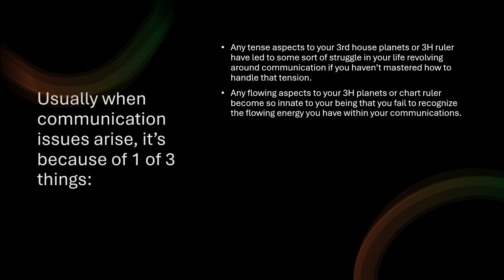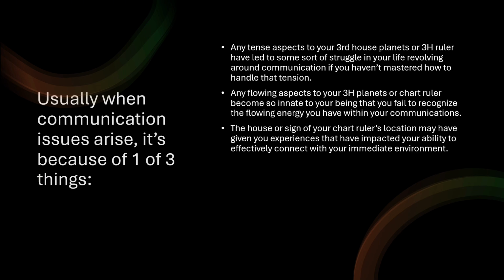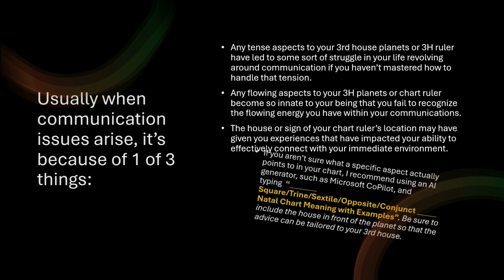Number two is that any flowing aspects to your third house planet or your third house ruler become so natural and innate to your being that you fail to recognize the flowing issue or the talents that you have with how you communicate with your immediate environment. Number three, the house or the sign of your chart ruler's location may have also given you experiences that have impacted your ability to effectively connect with your immediate environment. That's all of the points.